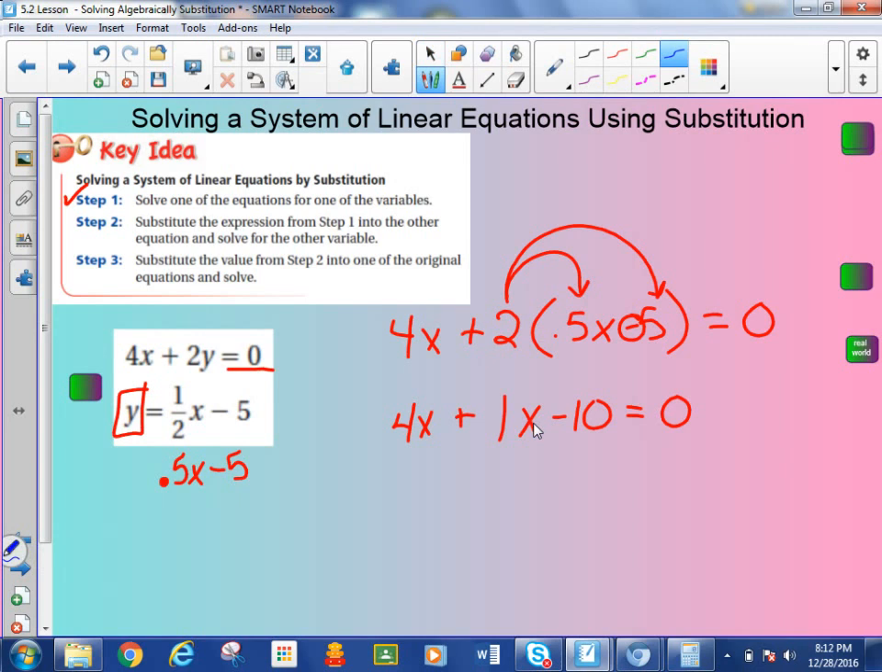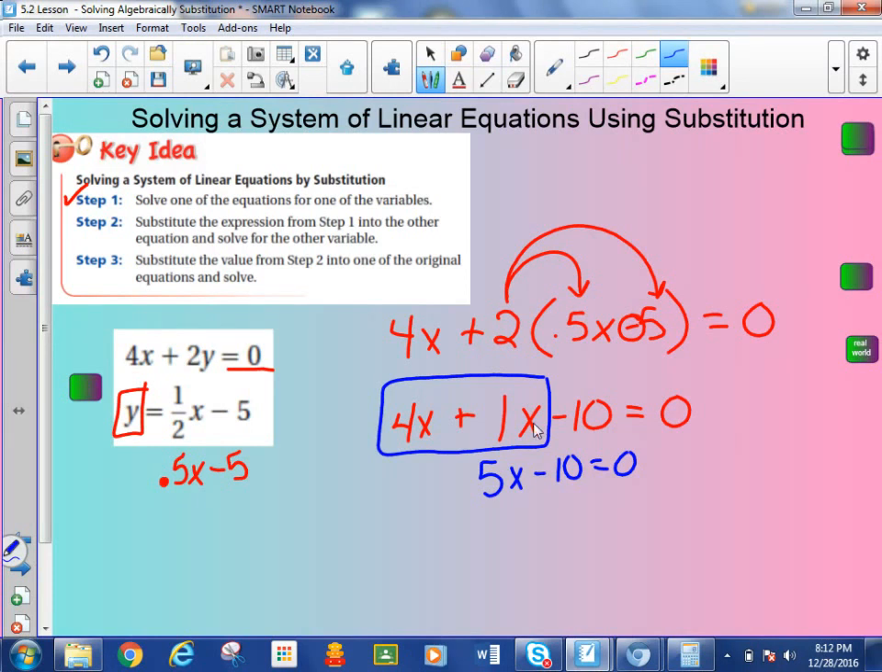Okay, so now we're going to go ahead and combine like terms. So I'm seeing x's here. They're on the same side, so we're going to go ahead and just put them together, not doing the opposite. So 4 plus 1 gives me 5x minus 10 equals 0. Okay, so now we're to a 2-step.